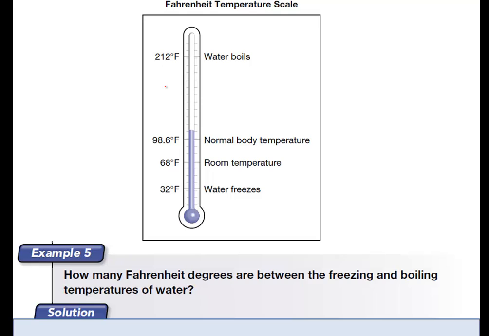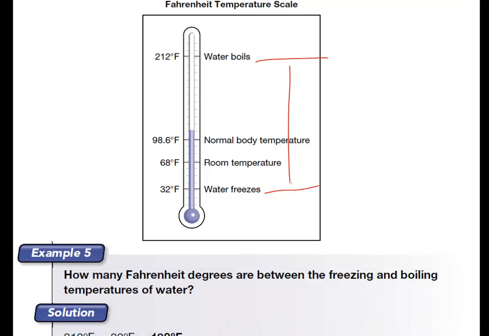This is the Fahrenheit temperature scale. Using this, how many Fahrenheit degrees are between freezing and boiling temperatures? So how many degrees is it between these two right here? That's a simple subtraction problem. You're going to take the 212, subtract the 32, and you're going to know that from here to here, this is 180 degrees.